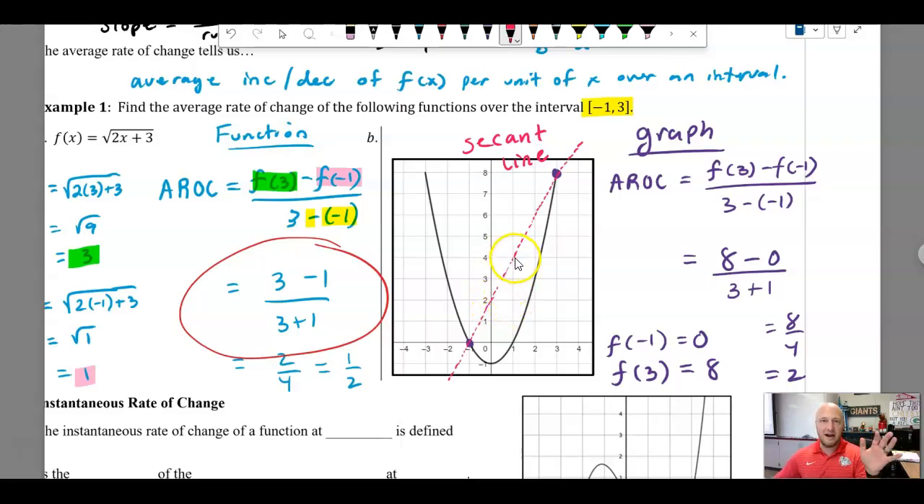I only connect it to average rate of change. I rise 2, I run 1. So that's the average rate of change.